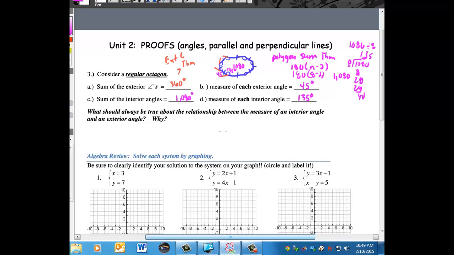So we're being asked, what should always be true about the relationship between the measure of an interior angle and an exterior angle? Well, the relationship will always form a linear pair, which means that the interior and exterior angles will always add up to 180 degrees because they are supplementary.